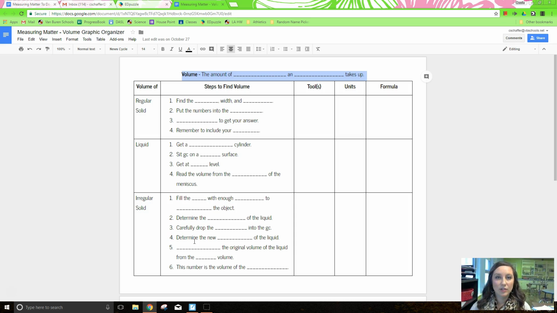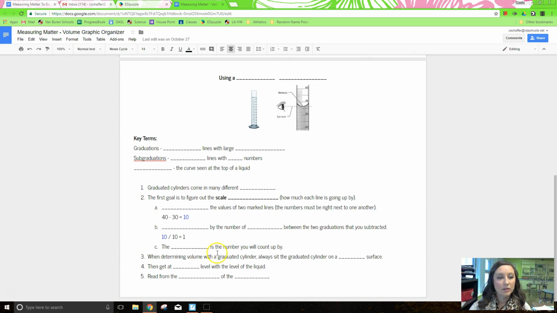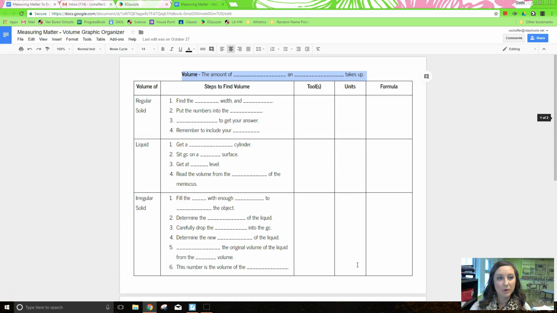So you'll really need to make sure that if you get a paper copy, you're keeping it safely in your science binder, because we will be going over that. And then there's also, on the back, using a graduated cylinder, so I'll have a video for that as well. So this paper will be important to keep and not lose as you go along in this part of your to-do list.